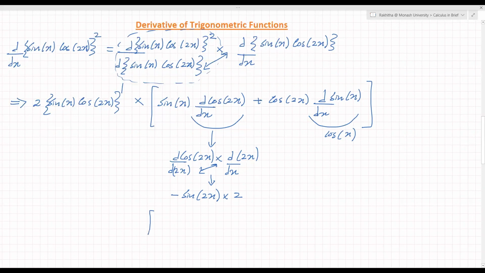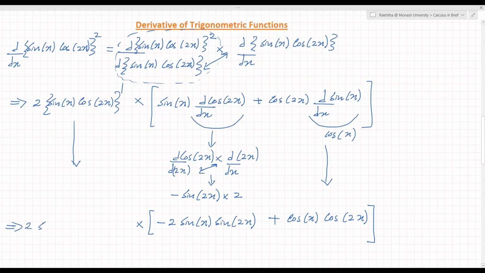So inside the bracket, what I am going to have is minus 2 sin x sin 2x plus, I'm going to take this term over here now, so it's going to be cos x cos 2x. So it's going to be cos x and cos 2x. And that's what I'm going to have inside the bracket. Outside the bracket, I'm going to rewrite this over here, and that's going to be 2 sin x and cosine 2x. And that is going to be your final answer.